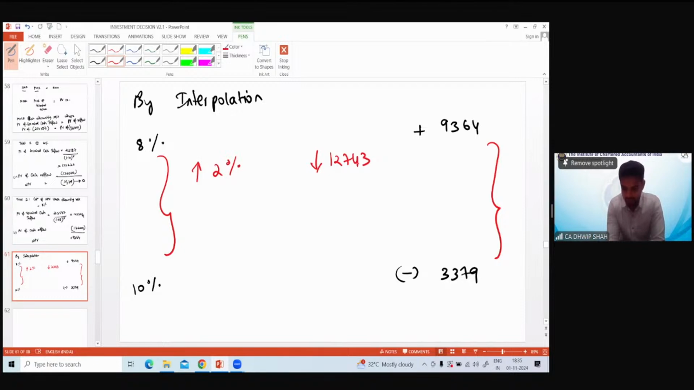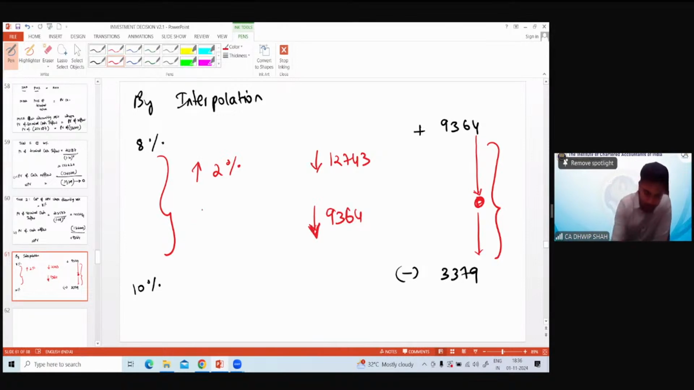12,743. Sir, how 12,743? This is positive 9364, so first it will fall till 0 and then an additional 3379. Are you getting this? So by increasing the rate by 2%, it resulted in a fall of 12,743. But I just want my NPV to fall by 9364. Why? Because I want to bring that amount to 0. So by how much percent do I need to increase the rate?